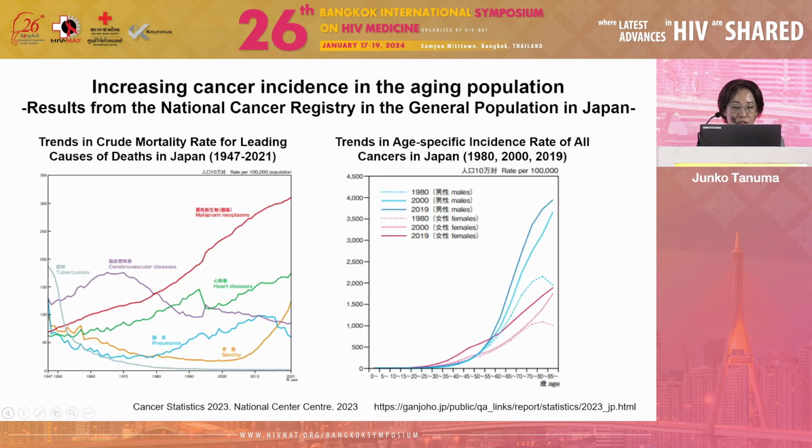This slide shows the trends in mortality rate for leading causes of death on the left, and the trends in age-specific incidence rate of all cancers in Japan by about 20 years. As you know, Japan is a super aging country, and cancers as causes of death and the incidence of all cancers are continuously rising. So this data might give us some sense of the rising speed of cancer cases in our aging HIV-positive patients.